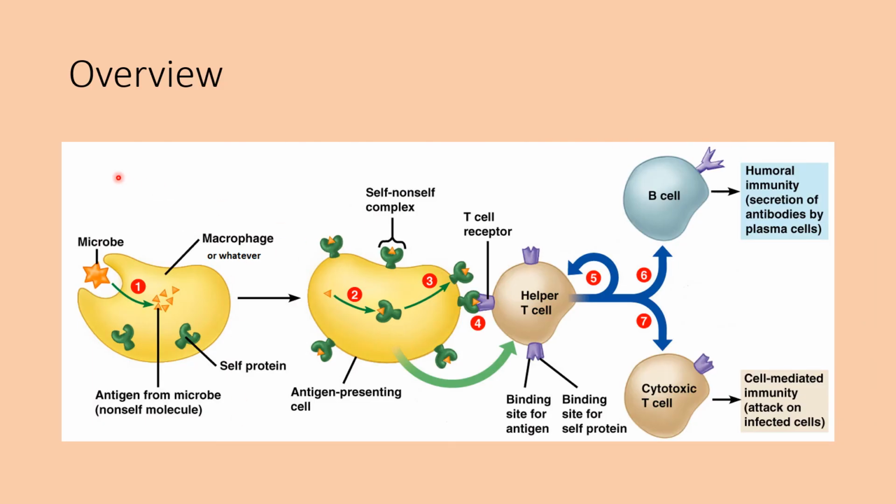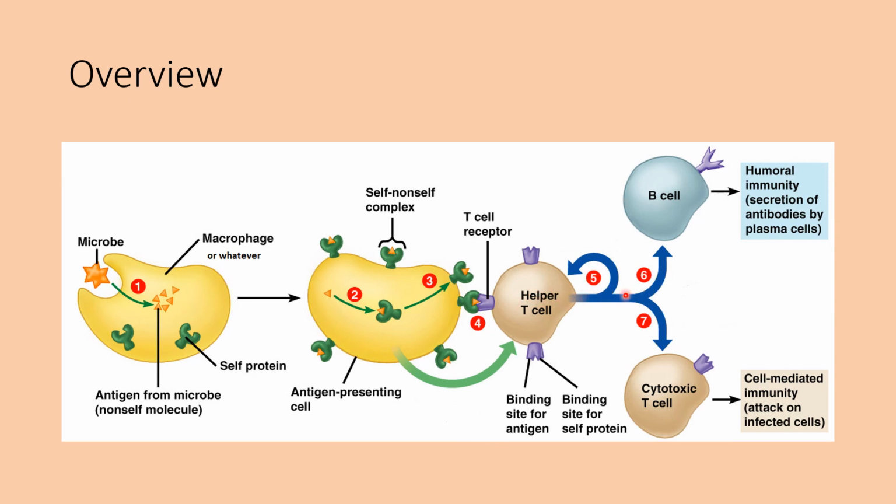Here's just a little overview of the process. Here's our macrophage, or whatever type of phagocyte that finds something weird, eats it, takes a little piece of it, shows it to the helper T cell. You can see right here, it's like, hey, look at this. What's this little orange thing? Do you know what this is? The helper T cell's like, ugh, gross. I don't know what this is. Let me go tell everybody else.